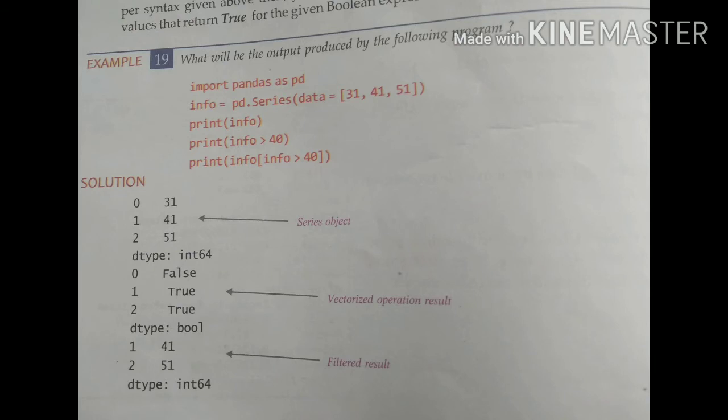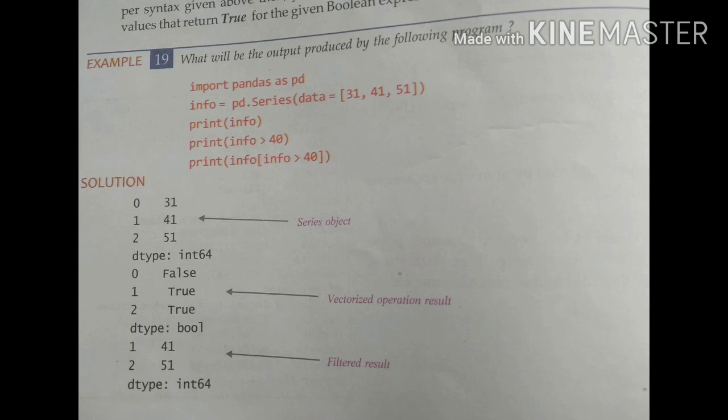Now we have to find out the output of the given function. It is also from your book page. Import pandas as pd. Now what is the data in the series? 31, 41 and 51. Obviously no index is given, so it is 0, 1, 2. Now print info will give you the data as it is, 0, 1, 2, 31, 41 and 51 with the data type. Print info greater than 40 means it will display only that information which is greater than 40.